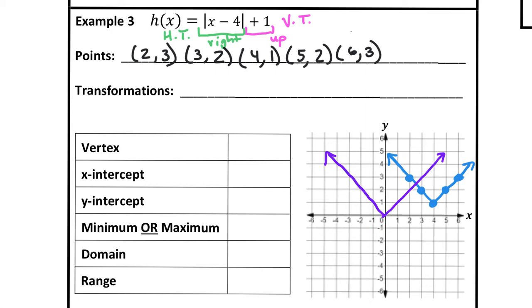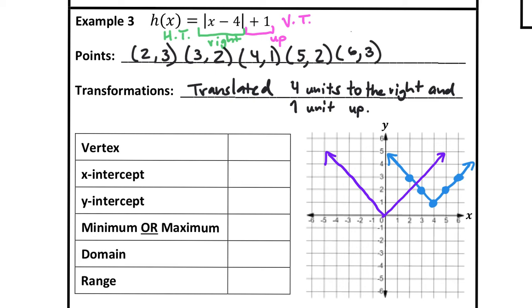So for sure, the transformation was a translation. So I'm going to say translated, because we didn't change the shape. We just moved it around. It looks like it moved 4 steps to the right and 1 up. So I'm going to put translated 4 units to the right and 1 unit up. So 4 to the right and 1 unit up. And this blue graph is my transformation graph.